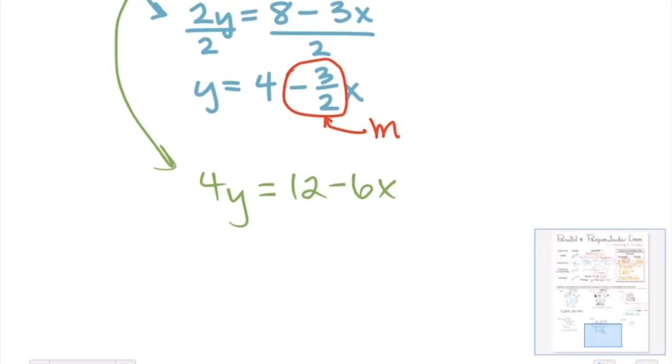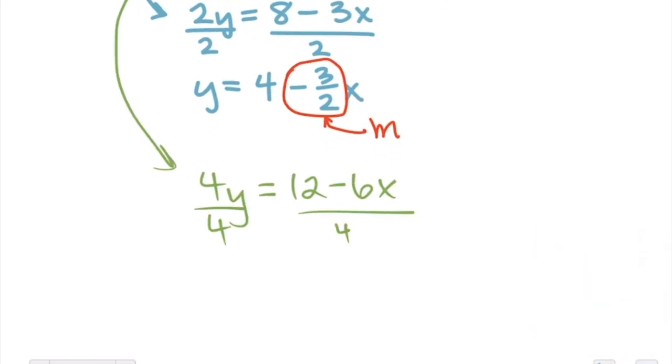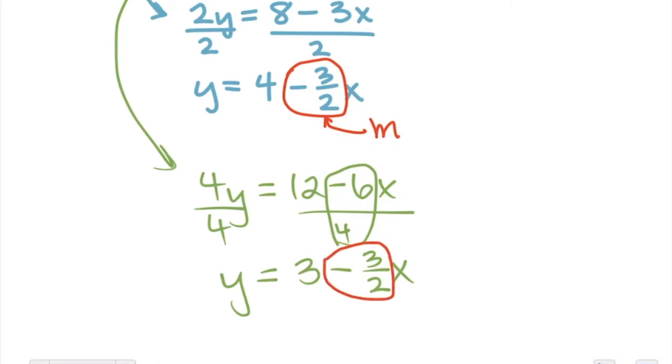Now we're going to divide both sides by 4. Remember, we've got to do 12 divided by 4, which is 3, and then negative 6 over 4. Those are both divisible by 2, so that gives us a negative 3 over 2 x. Now notice here, we've got a slope, the coefficient of the x term. Our slope is negative 3 halves. So we can automatically go, oh, the two lines are parallel.